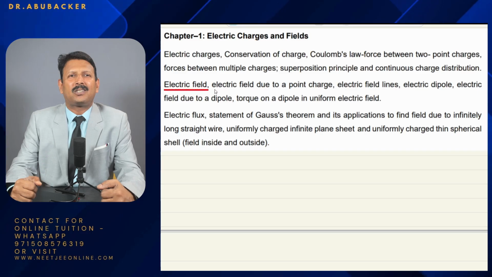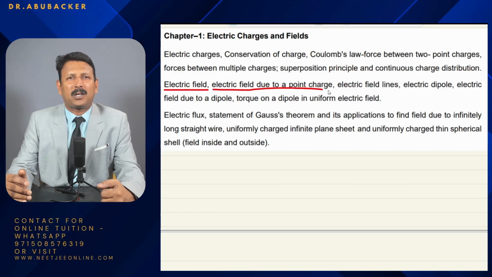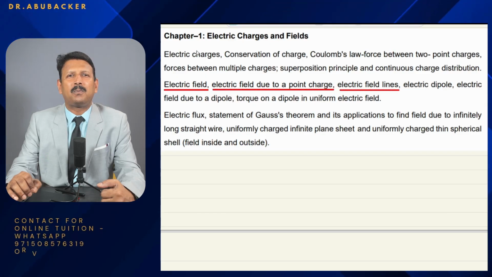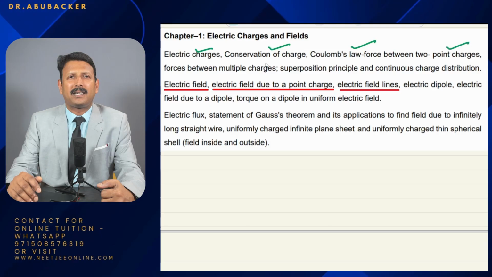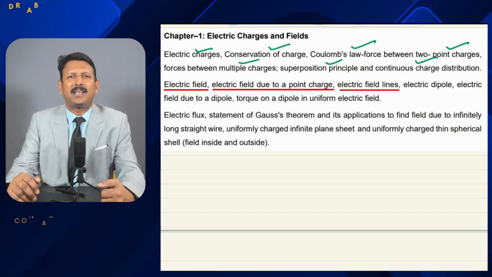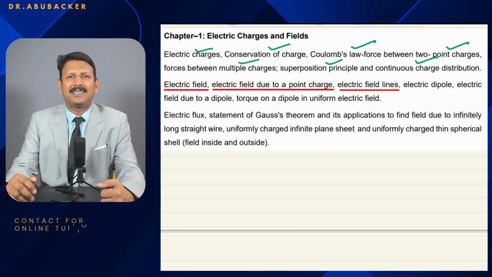Okay, so you remember that the first part of the lesson is already covered. Today we will be covering the electric field due to point charge and electric field lines. You remember electric charge and conservation of charge were already covered in previous videos. Okay, can we go to the video now?